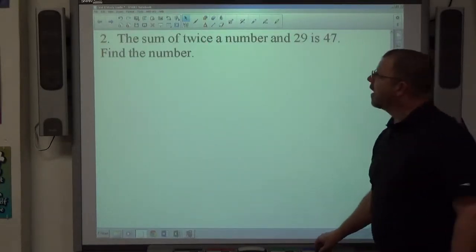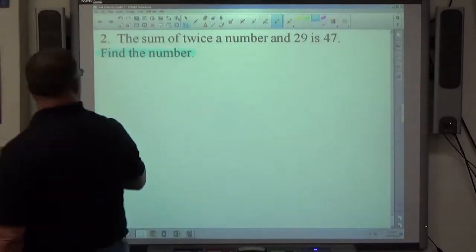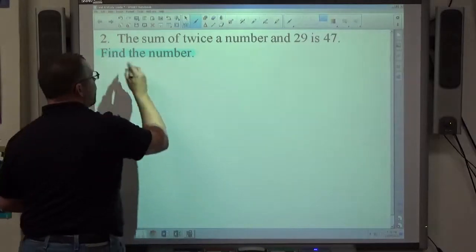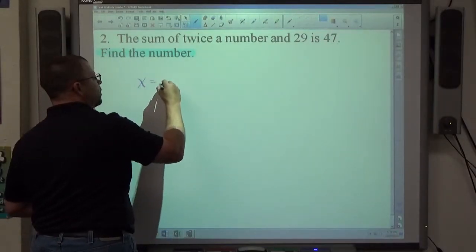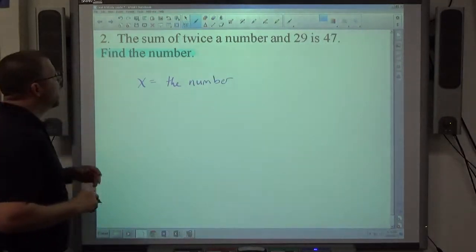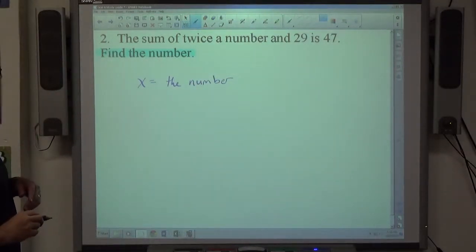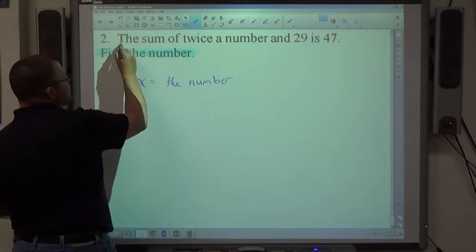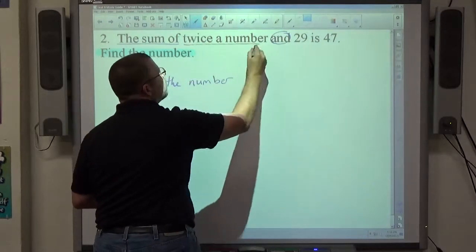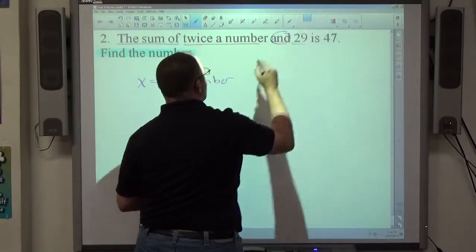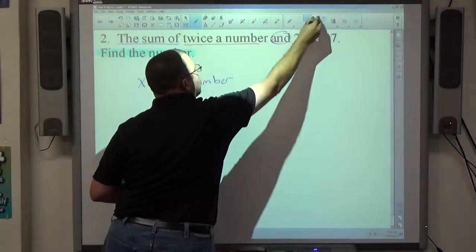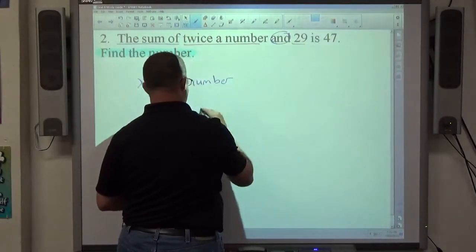Number 2, find the number is the directions, and they give us a sentence there that gives us an equation. So find the number, always establish what the number is, x equals the number. And then you start reading the equation in order to write it properly. So sum of, there's the word and, so we're adding together twice a number and 29. So the number is x, so twice the number is going to be 2x. That's being added to 29.